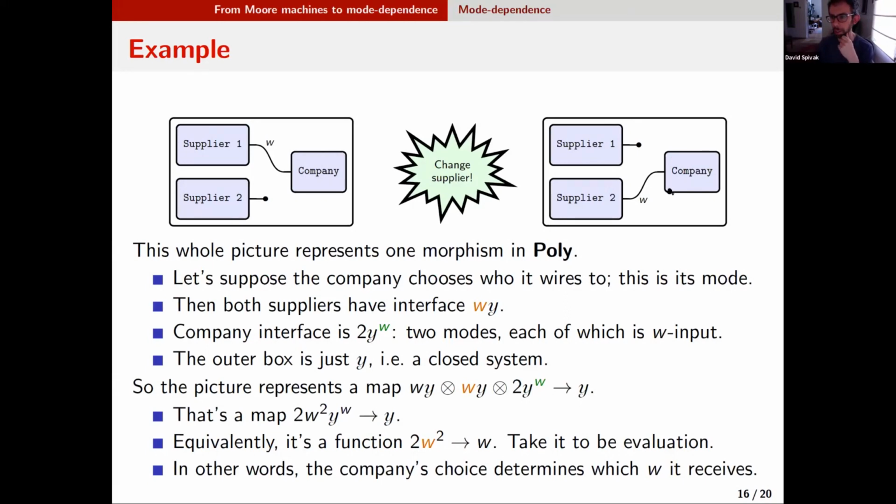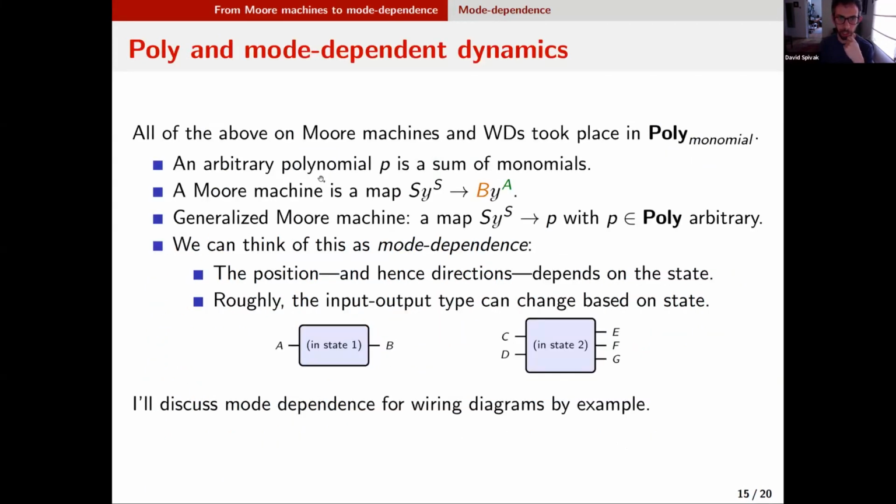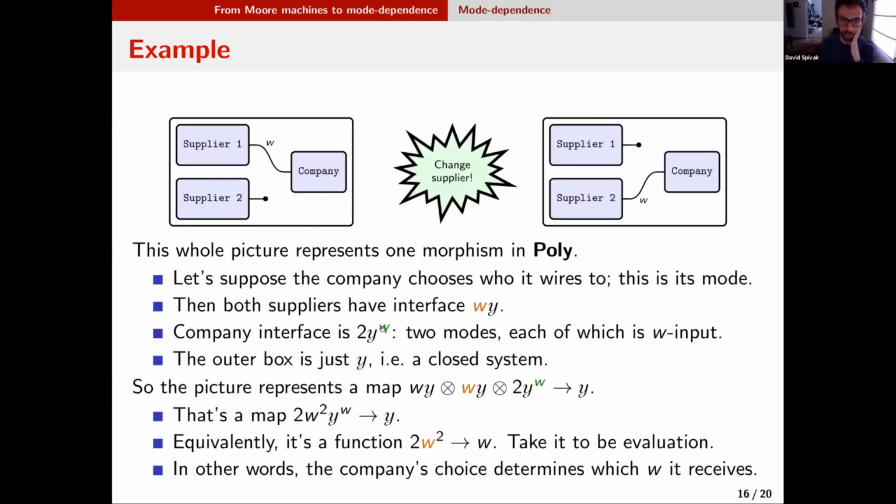So if you look at all these interfaces here, they're all exactly the same from one to the other. So the interfaces aren't changing here. And I think on this slide, if we wanted to allow our interface to change, we could using polynomials, but we don't have to. What's happening here is that this 2 is as though it's 2 different monomials of type y to the w. Company here only has 1 input, but they're 2 different. You might think of these as 2 different interfaces, although that's a bit strange. But this 2 is determining who it wires to. Yeah, it's a bit of a shortcut explanation.